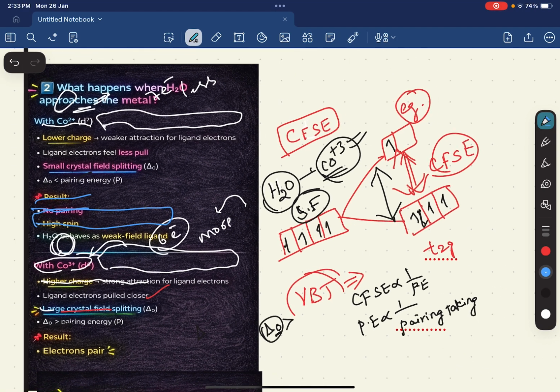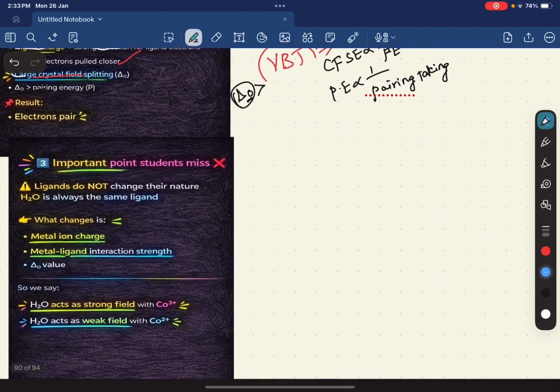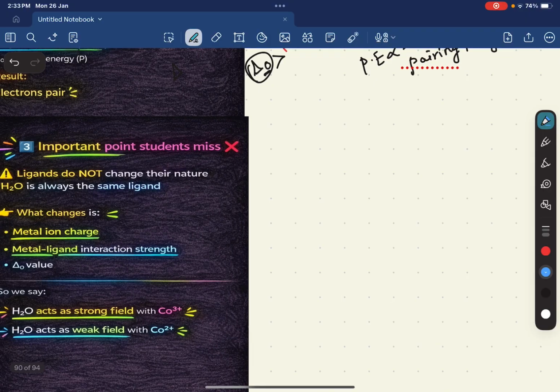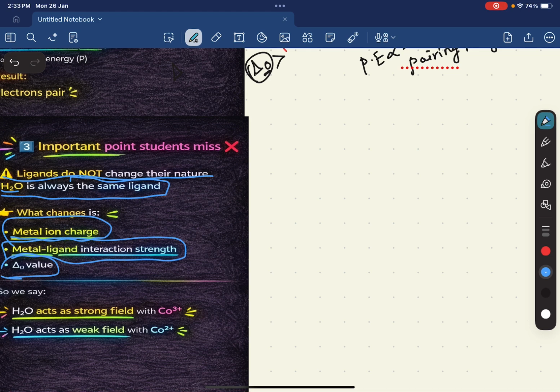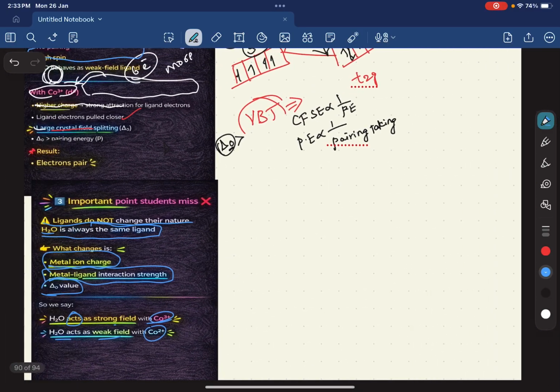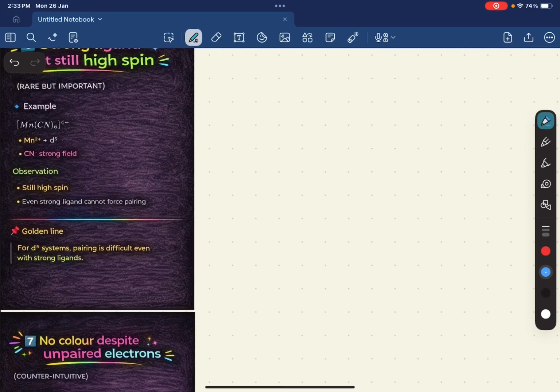The first example, which is an exception, same reason: ligands do not change their nature. H2O is always the same ligand. So metal ion charge matters, metal ligand interactions matter, and delta naught matters. So H2O acts as strong field with Co3+, H2O acts as weak field with Co2+. Hope that is clear. Coming to the next example, students.